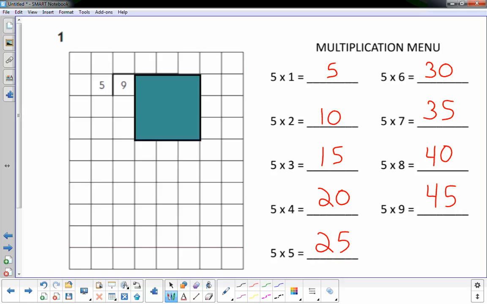I'm going to go back to my problem, and I'm just looking at this 9, and I'm thinking how many 5s could go into 9, or 9 divided by 5. I look at my menu. Well, 5 times 1 will work. 5 times 2 is too big. It's 10, so I'm going to use 5 times 1. I'm going to put the 1 up here. And what's happening up here is 1 times 5 is 5. And then you subtract.